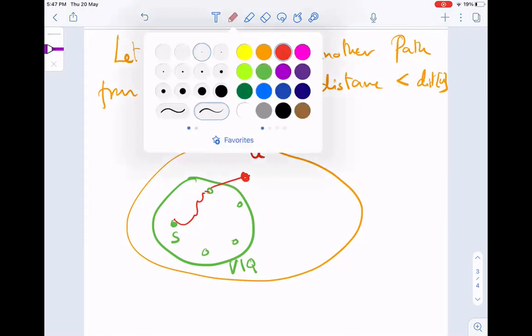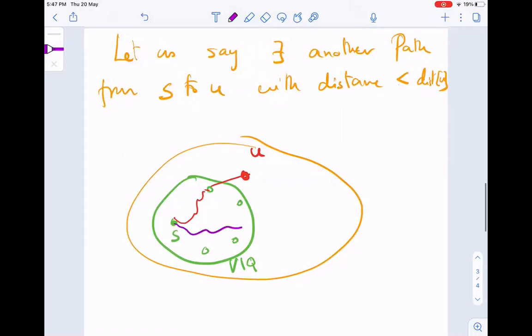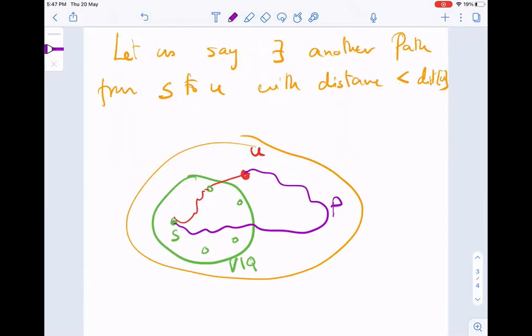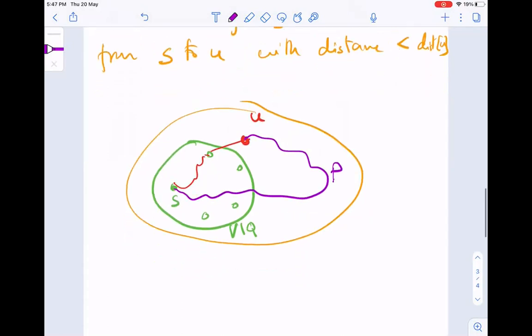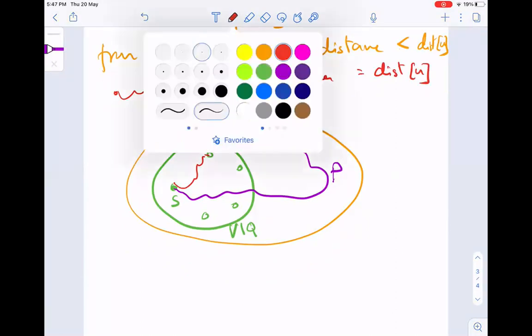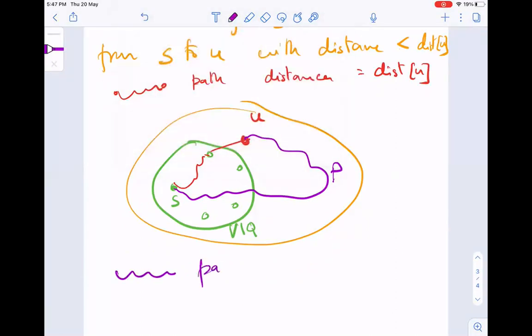But now you are saying that there exists a path, let's say, from S somewhere else. It's a path P. So what do I know? The red path has distance dist of U. The purple path has a distance that is strictly less than dist of U. Is this possible?